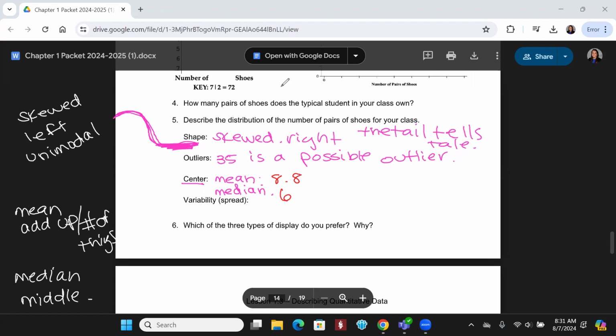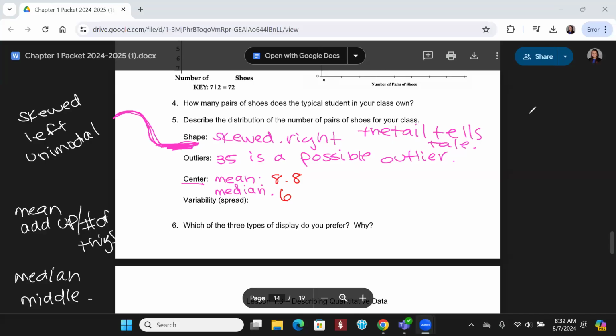Okay, so let's try it again. All right, look at the numbers that are on the board. I'll give us a little bit of grace because the dots were a little questionable on the board. All right, so I got about 8.8 or 8.9, and then your middle number was what? 6? Everybody got that? Okay, good.